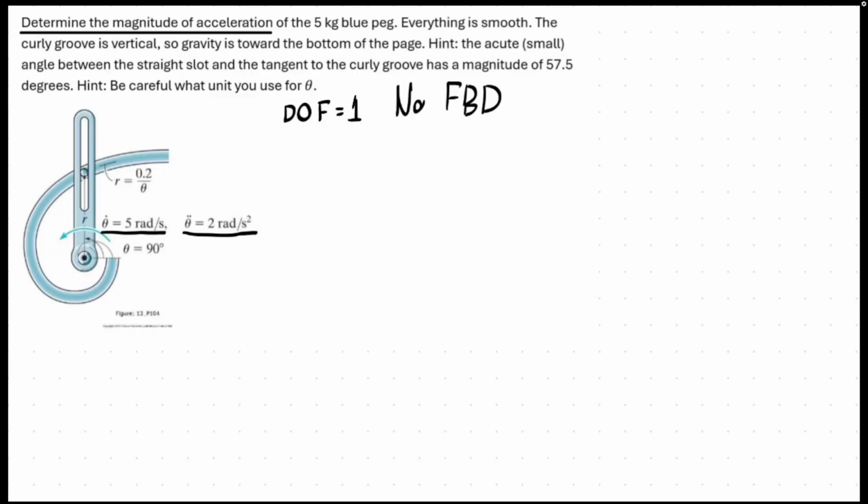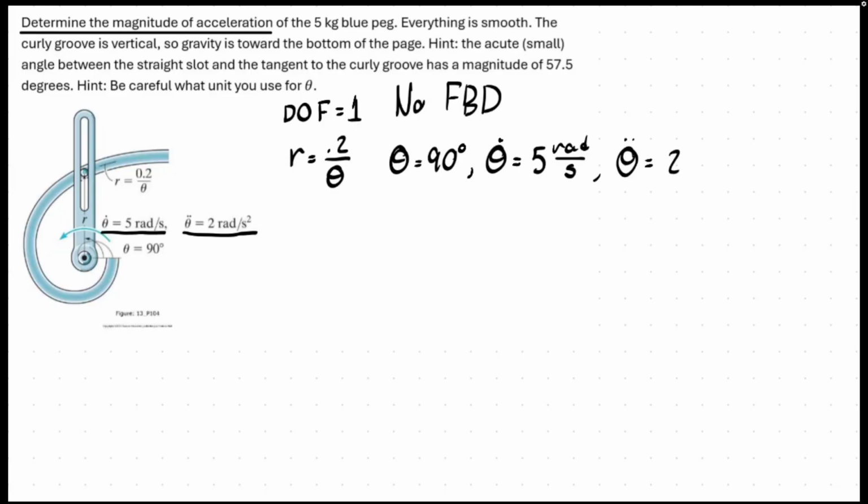Okay, so I'm going to write down my given information. We're given that r equals 0.2 over theta. And then we're given a bunch of values for theta, theta dot, and theta double dot. Remember, those dots all mean is the first time derivative and second time derivative of theta. So theta, we were given at 90 degrees. Theta dot equals 5 radians per second. And then theta double dot, so the angular acceleration, is going to be equal to 2 radians per second squared.